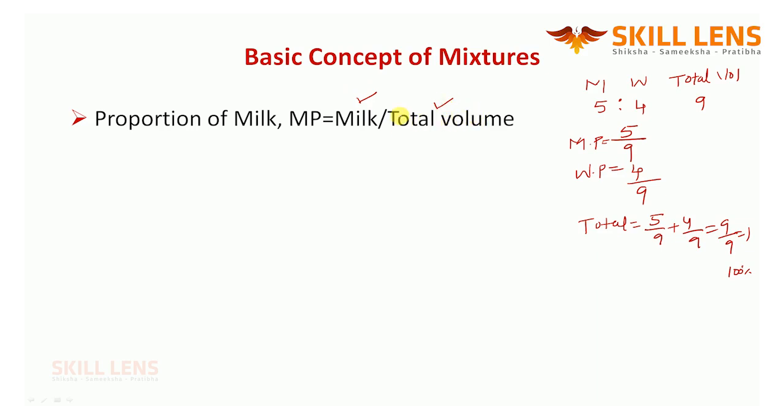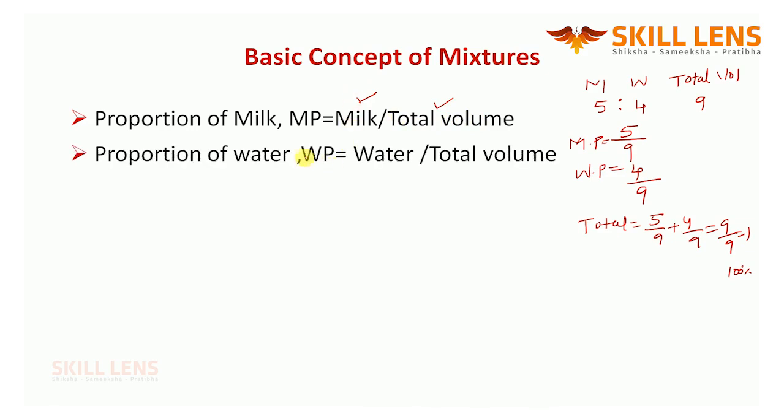And if you want the water proportion, how about the water proportion? WP is nothing but water proportion. Okay. So what is the numerator? Water. Okay. And the denominator is what? The total volume. Guys, the advantage of this particular topic is this. Once you get the milk proportion, automatically you will get the water proportion.